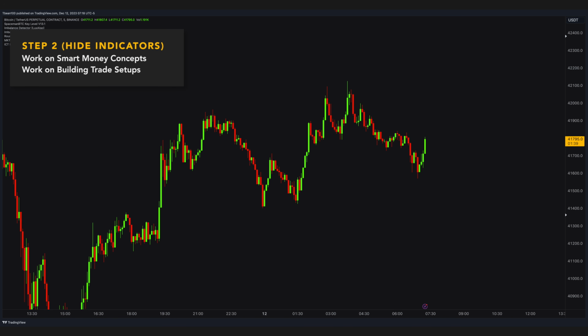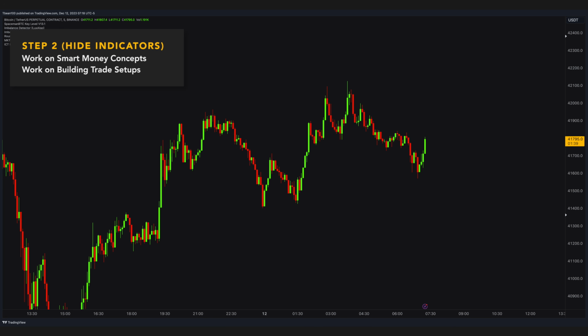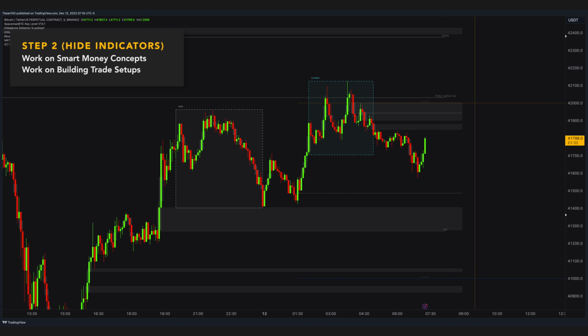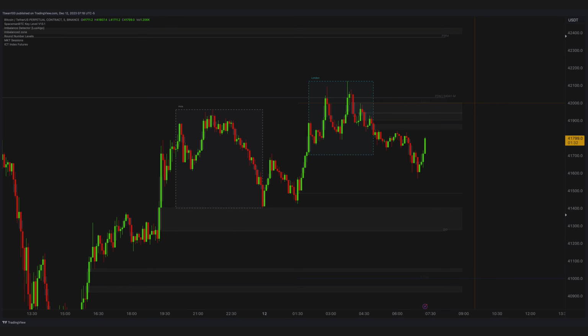That's it. During the day, I hide and show indicators a couple of times to be aware of these important levels. I mostly use clean charts with only price because price is the only leading indicator.